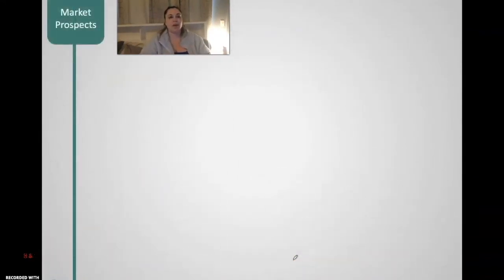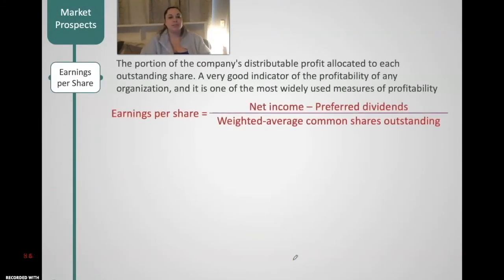Okay, so next we have market prospects. This is really how well companies are doing in the stock market. First we have earnings per share. This is a pretty important indicator of how a company is doing. A lot of people in finance really like to know what the earnings per share is. They also call it EPS.